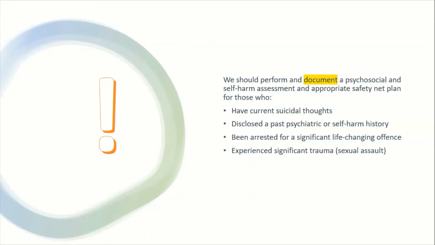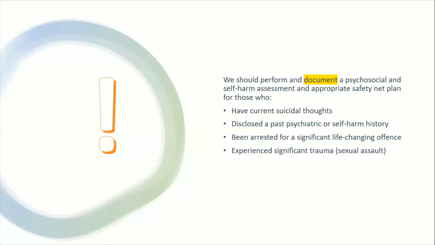So we should be performing and documenting a psychosocial and self-harm assessment and an appropriate safety net plan for anyone who has presented with current suicidal thoughts, who has disclosed a past psychiatric history or self-harm history, or has been arrested for a significant life-changing offence. So I'm thinking about those of you like myself who work in police stations, and there may be somebody who has a job as a teacher who's been arrested for child pornography offences, and that is a significant life-changing offence for that person.